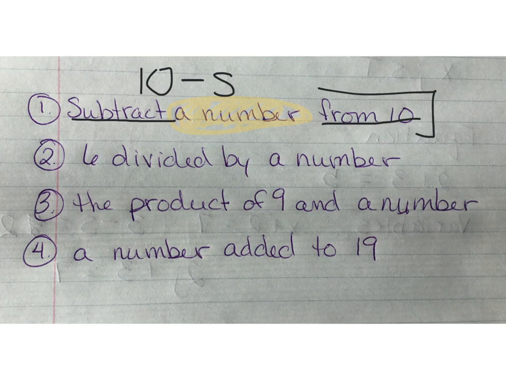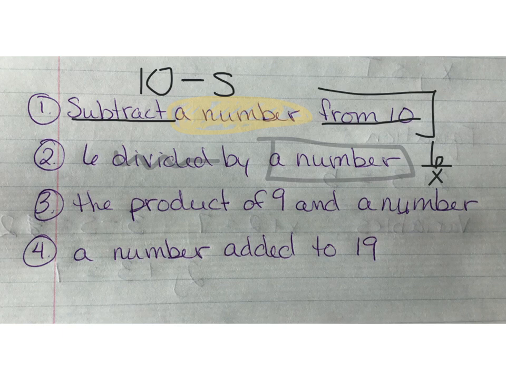The next one says 6 divided by, there's my key word, a number. All right, so I'm going to do 6, and I'm going to have 6 divided by any number. Oh, there's an X.